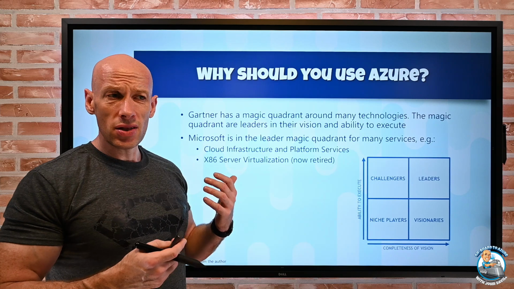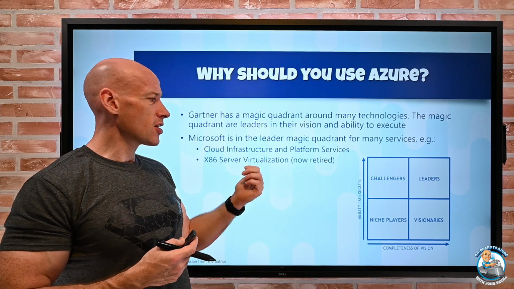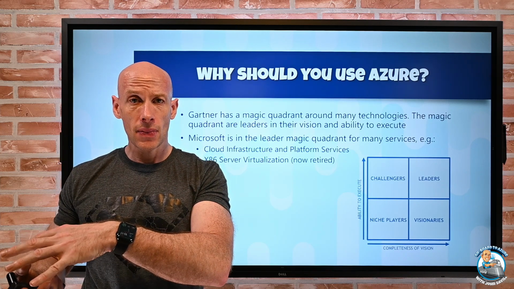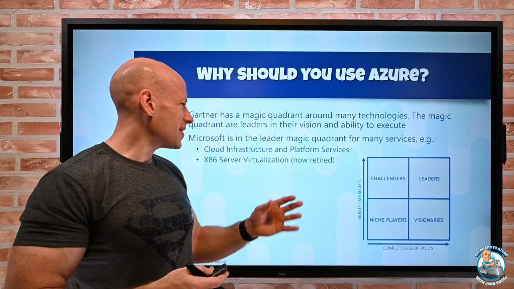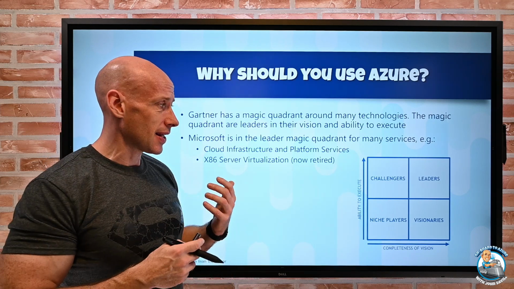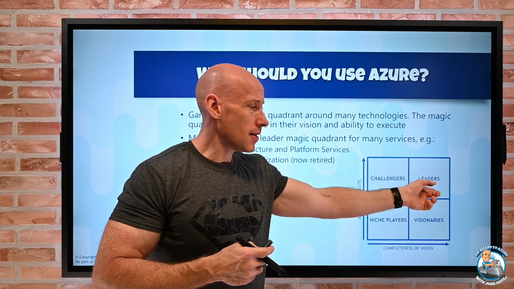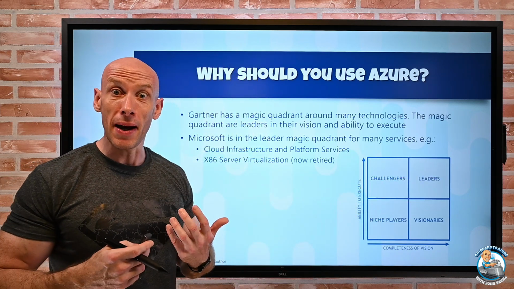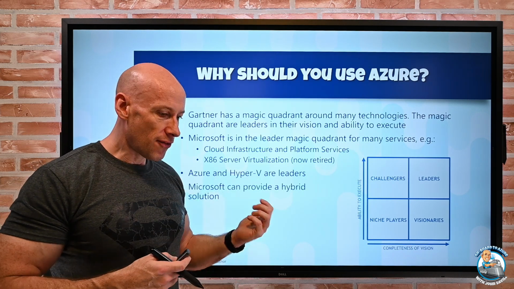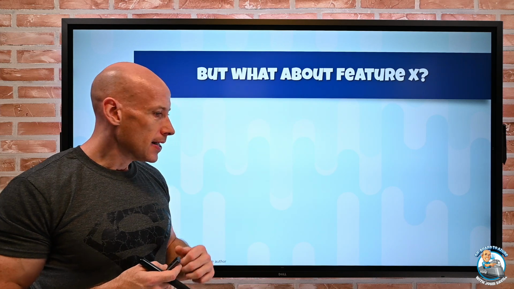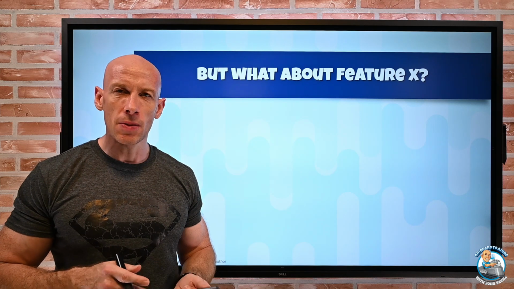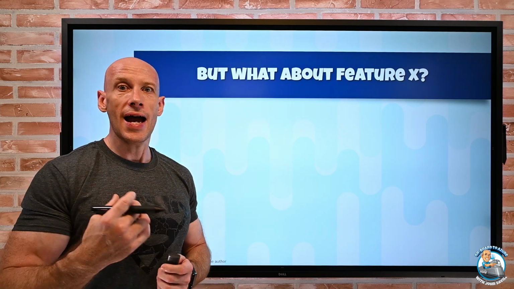They've actually retired the quadrant for things like server virtualization. So it could be a leader on-prem with Hyper-V and in the cloud. And there's tons of others, like enterprise mobility. I mean, there's tons and tons of these things. It's a leader, but it's considered kind of a good horse to bet on. So Azure and Hyper-V are leaders. I can therefore get a hybrid solution. Now, this is not that big a deal these days, but it used to be. What about this feature? Does Azure have this?